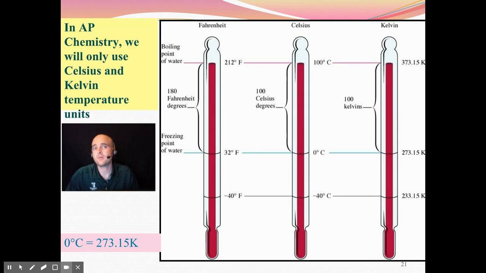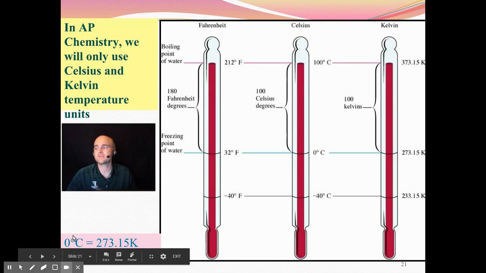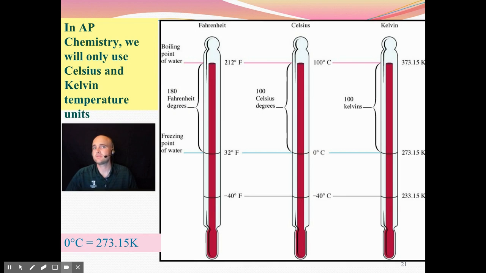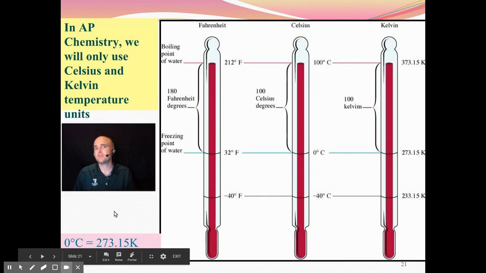In our lab, we'll never use Fahrenheit. We'll always use Celsius and Kelvin. And it's important to try to commit to memory that 0 degrees Celsius is 273.15 Kelvin. The 0.15 is not super important for you to memorize, but please remember it's 273. It does not show you on the formula chart this part right here, but it does show you what the temperature is at STP, which is this temperature here. So that they sort of show you.